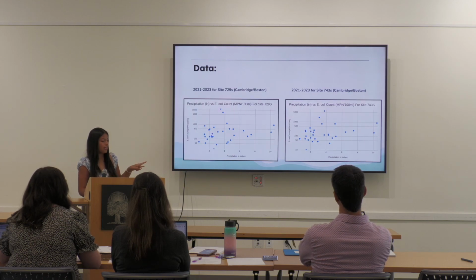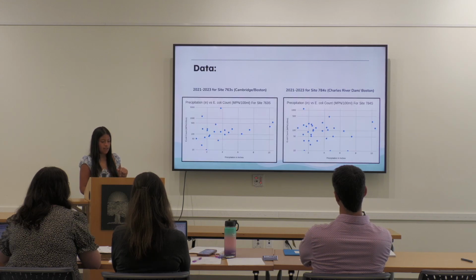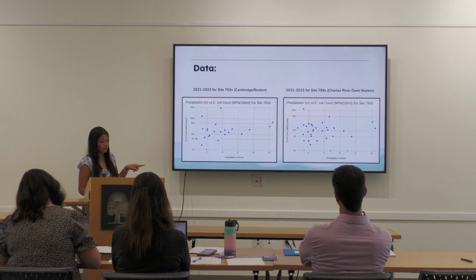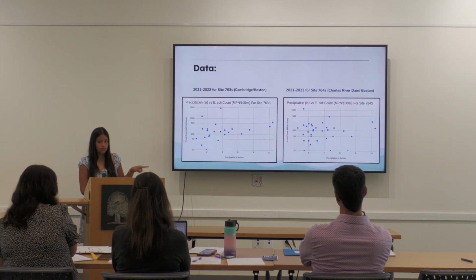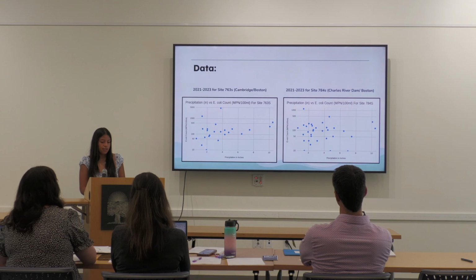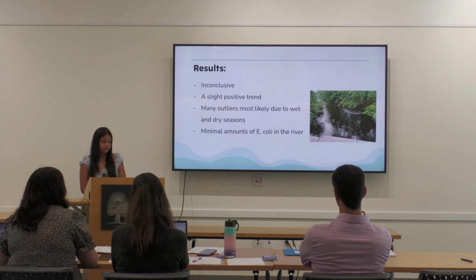So these are also 2 Cambridge sites in Boston. As you can see, there's a lot of outliers, a lot of mixed data. And lastly, these are the last 2 sites, another area in Cambridge and one in the Charles River Dam in Boston. And I'll talk about all my results next.